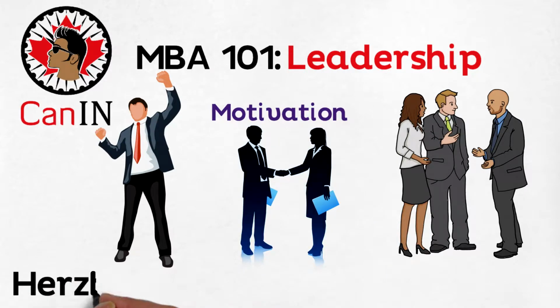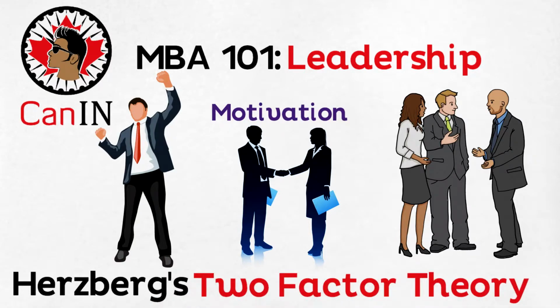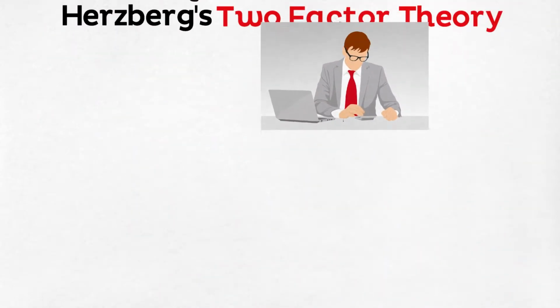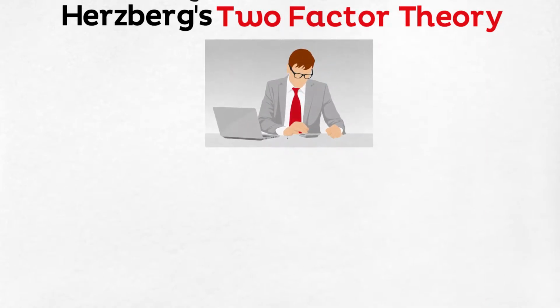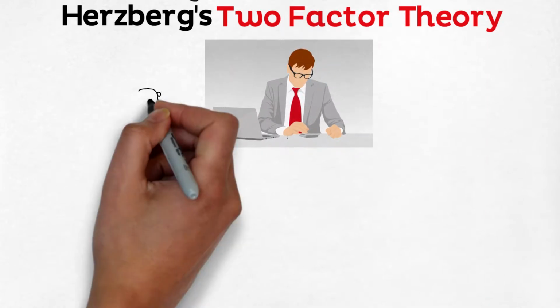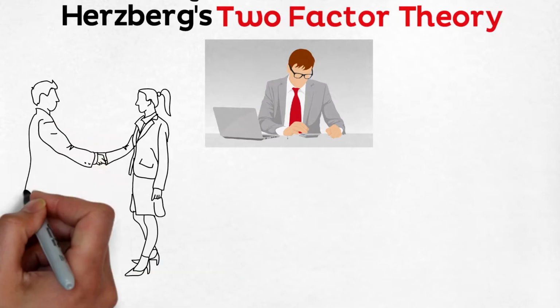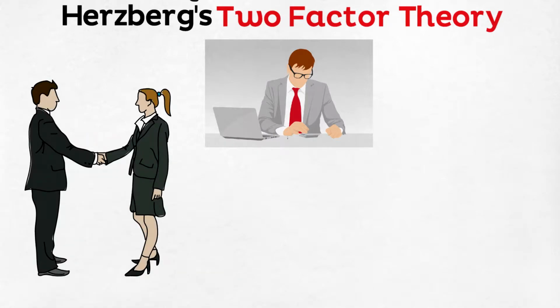One such theory of motivation is Herzberg's two-factor theory. The two-factor theory developed from data collected by Herzberg from interviews with engineers and accountants, chosen because of their profession's growing importance in the business world.